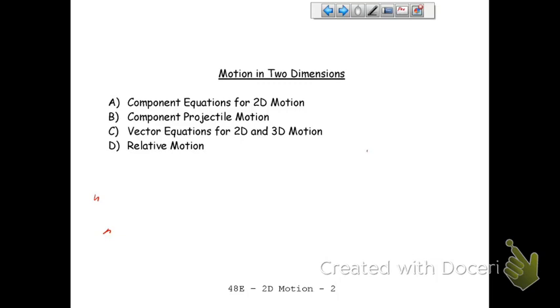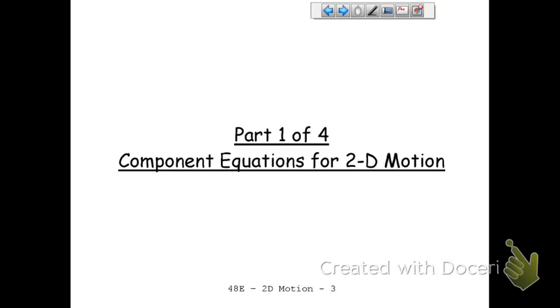So here we have two-dimensional motion. We're going to use component equations for two-dimensional motion. That works really nicely. We're going to do projectile motion, which is basically two-dimensional motion in which one of the dimensions is vertically in a gravity field. We're going to do vector equations. We cannot always use them, but sometimes we can. And then we're going to do this final thing, which is relative motion.